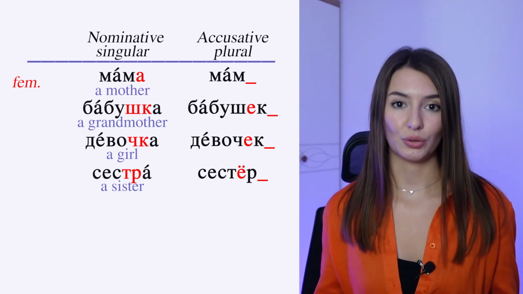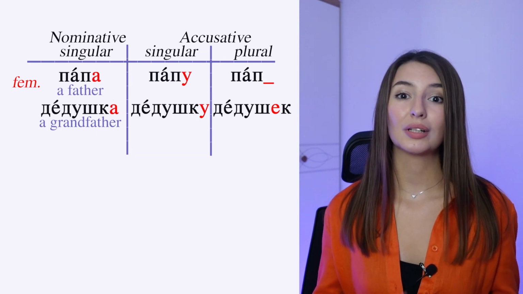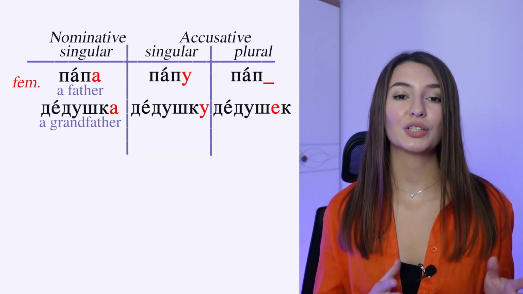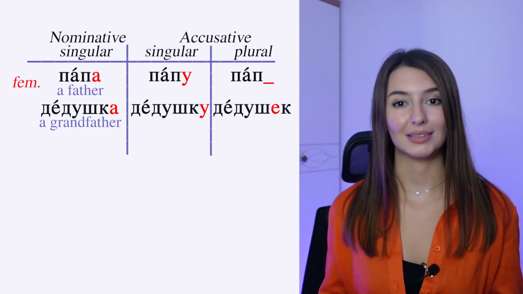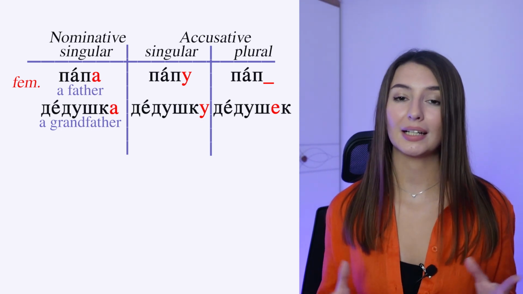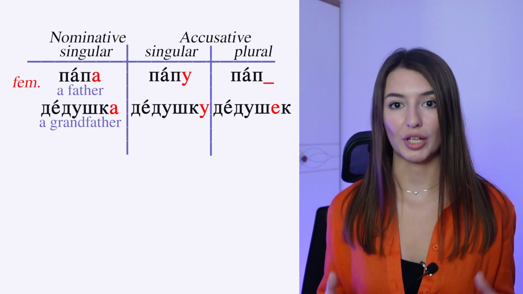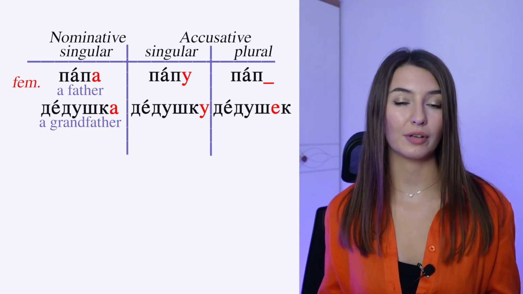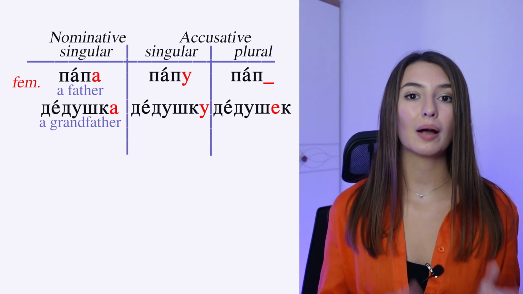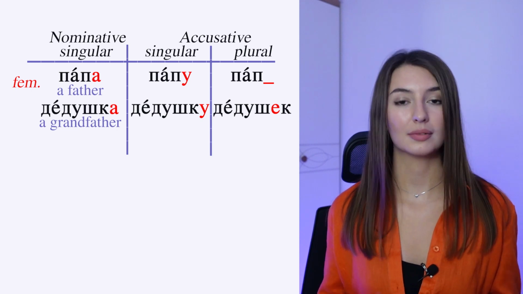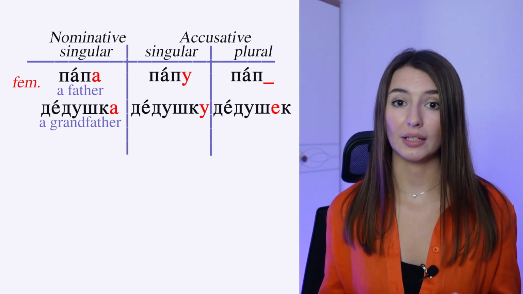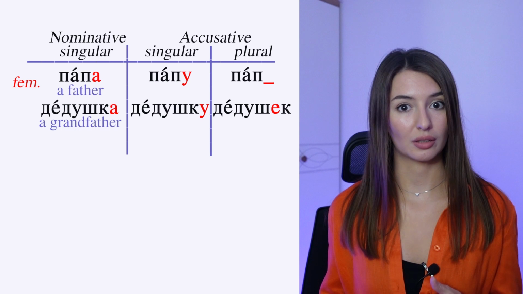Sometimes there is ё between consonants. Сестра, сестёр. Also, don't forget that such words as папа, дедушка are grammatically feminine words, and we change them as we do with other feminine words. Папа, папу, пап. Дедушка, дедушку, дедушек.